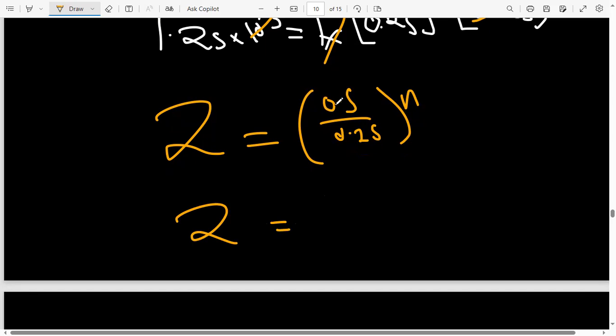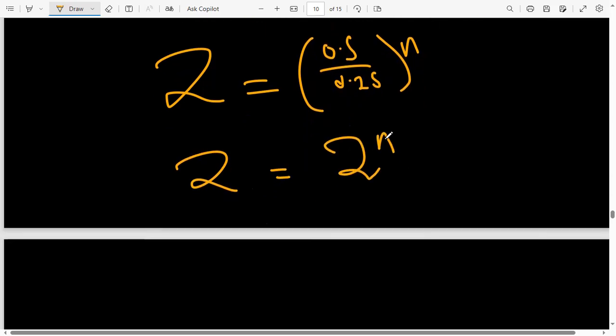So 2 equals, if you divide these in the brackets, 2 to the power n. So what is the value of this n? This here is the same as 2 raised to the power 1. So our n is just 1.